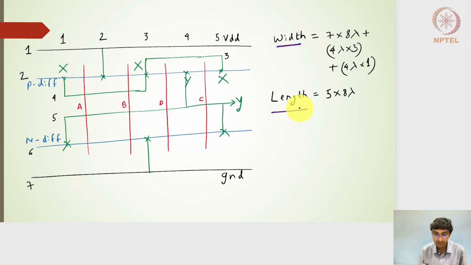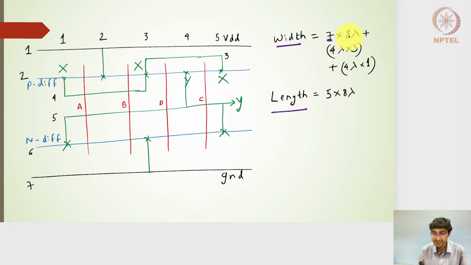So let's now have a look at the overall width of this particular stick diagram. For estimating the width, we need to number the metal tracks. The number of horizontal metal tracks will be 1, 2, where the second is for the P diffusion line. And then we have the third line here, the fourth line here, and then the fifth line, which connects to the output node. The sixth one is the N diffusion line, and the seventh one is the ground rail. Right, so I have 7 metal rails multiplied by 8 lambda.